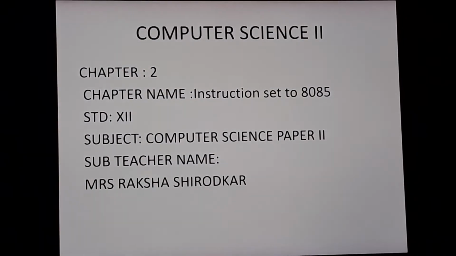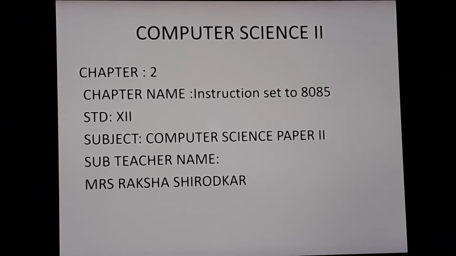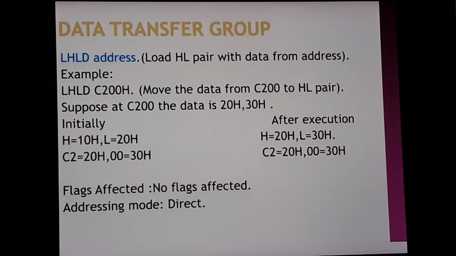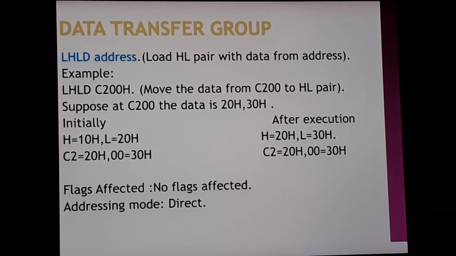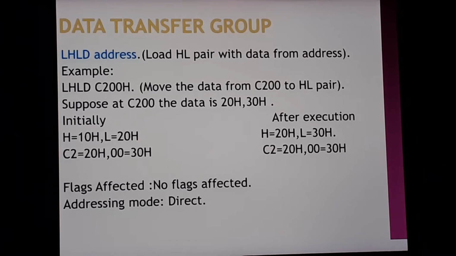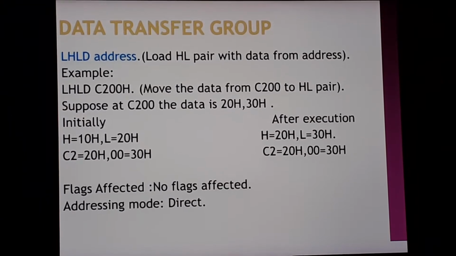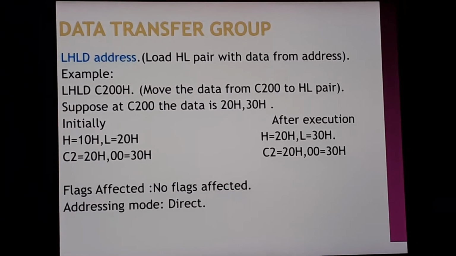We'll continue with the same subject, that is Computer Science Paper 2, Chapter number 2. Chapter name is Instruction Set of 8085. We had started with the instructions earlier. We had started with the data transfer group and we had completed a total of 8 instructions. So this is the 9th instruction that will start today. In the last video we had completed LDA and STA. So today we'll start with LHLD.